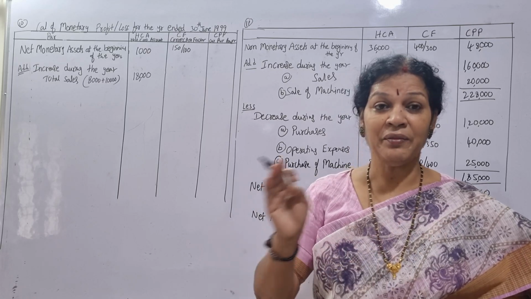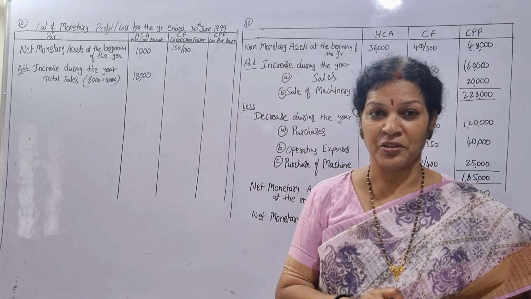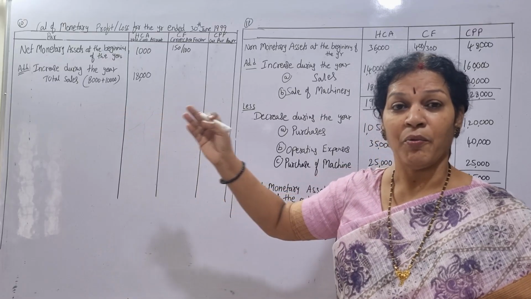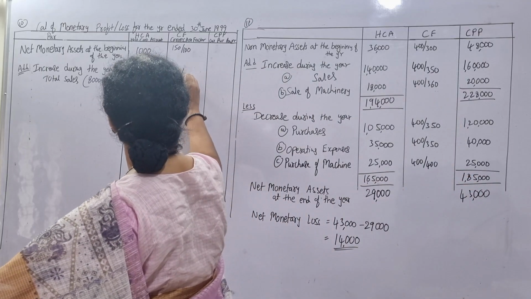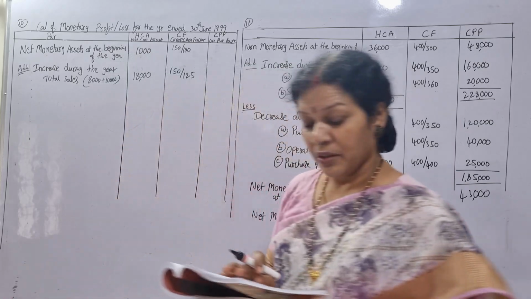Now throughout the year, if any transaction is happening, then you have to take the average. Assuming that sales have been made throughout the year, we are taking 150 by 125. Sales are over.